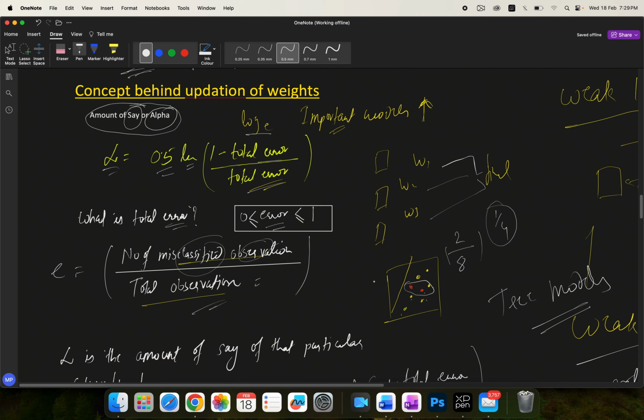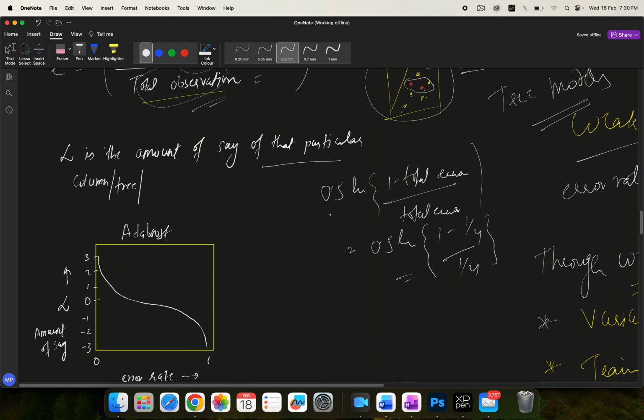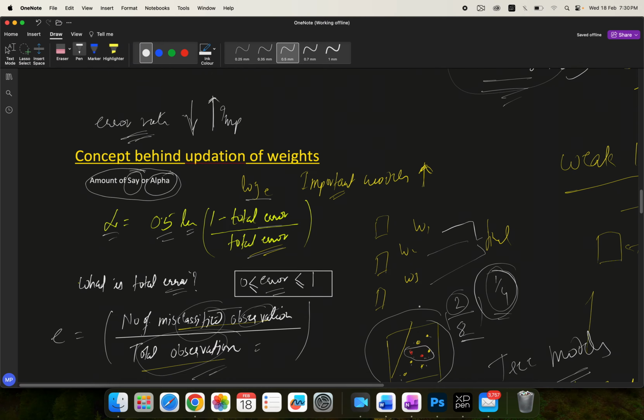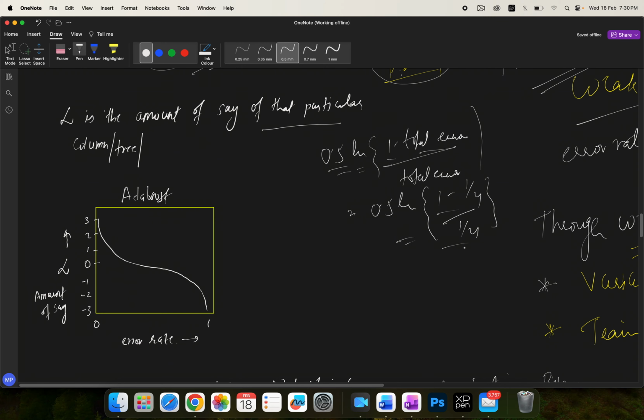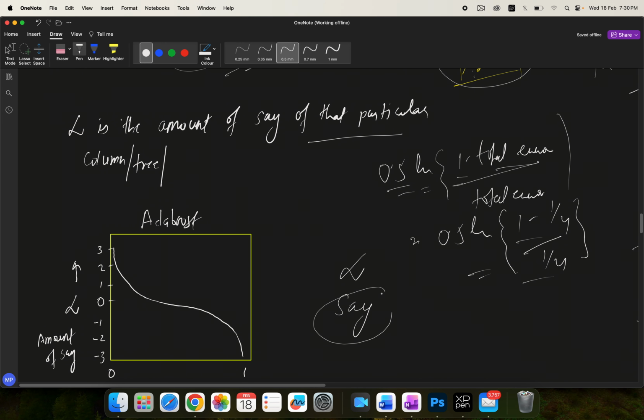Error is equal to the number of misclassified observations divided by total observations. So let's say in this case, you can see here we have 1 2 3 4 5 6 7 8 data points, and we have 2 data points which are red, and those are misclassified, right? So 2 divided by 8, it will be 1 by 4. What will be the amount of say? Amount of say will be 0.5 ln of (1 minus 1 by 4) divided by 1 by 4, since total error is 1 by 4. Whatever value comes, that will be the amount of say for a particular model.